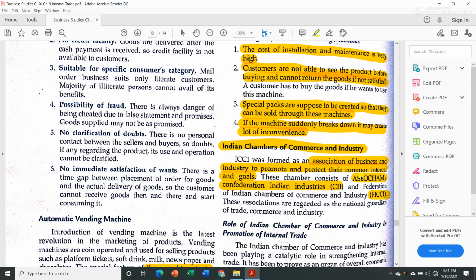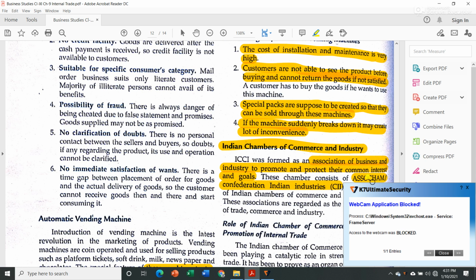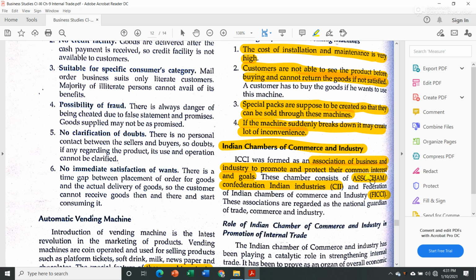Now for ASSOCHAM you can look on the internet for its full form. Okay, now only these two things you have to remember from this paragraph. So ASSOCHAM's full form is Associated Chambers of Commerce and Industry of India. Okay, then next topic, let us see what is that.